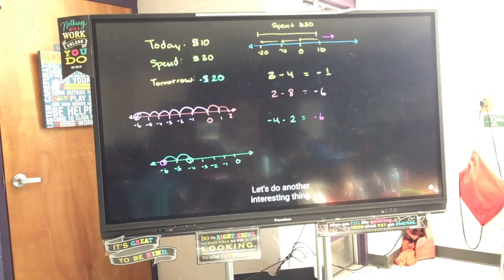Let's do another interesting thing. Let's say we have negative 3. Instead of subtracting something from that, let's add 2 to it. So where would this put us on the number line? We're starting at negative 3, and we're adding 2. So we're going to move to the right. You add 1, you become -2, but if you add another 1, which we have to do, you become -1. You move 2 to the right. So -3 plus 2 is -1.